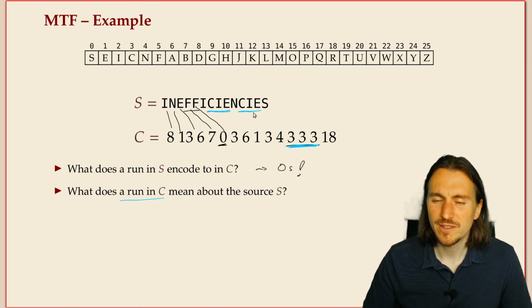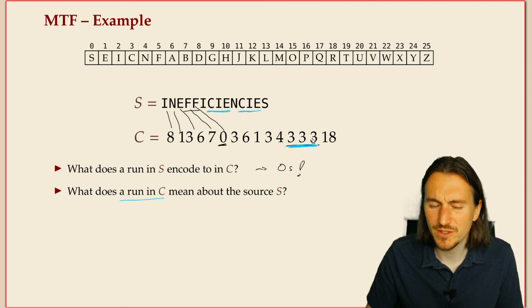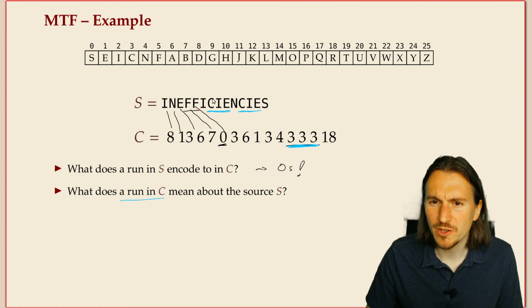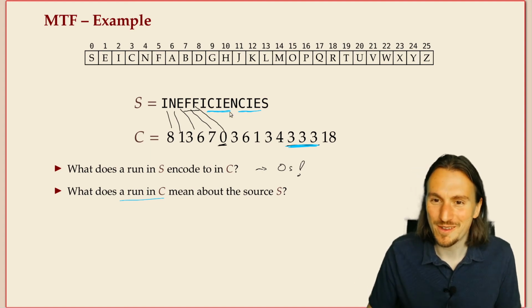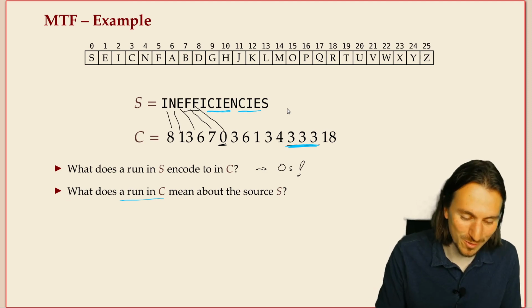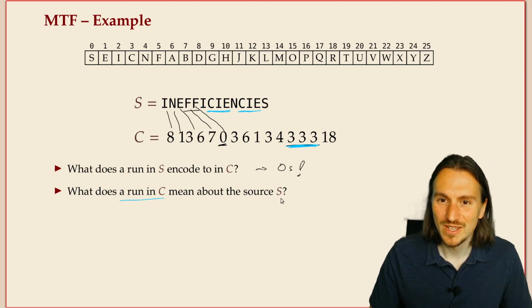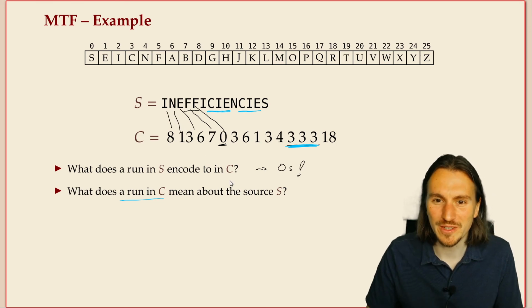And that's a pretty neat result because we know how to exploit runs in the coded text with run length encoding. And we didn't know, at least not with run length encoding, how to handle repetitions of this kind. Lempel-Ziv-Welch would have been able to pick this up if it's short distance. But that gives you a first idea why move to front might be useful.